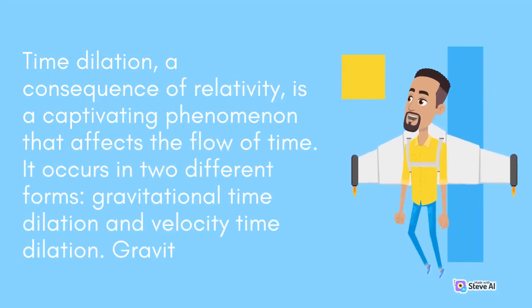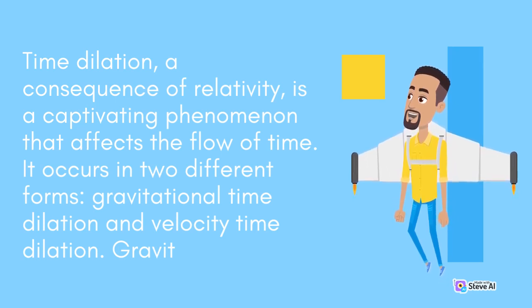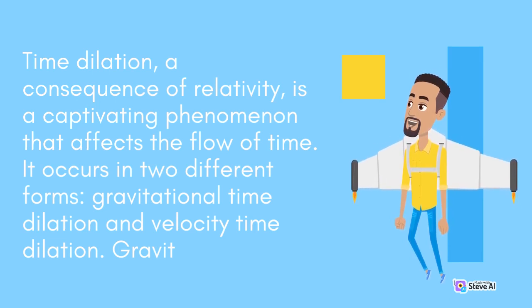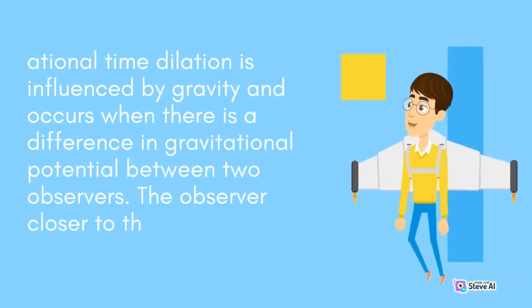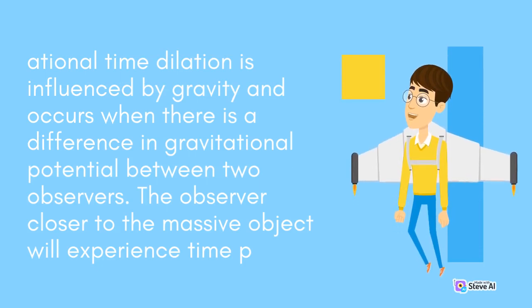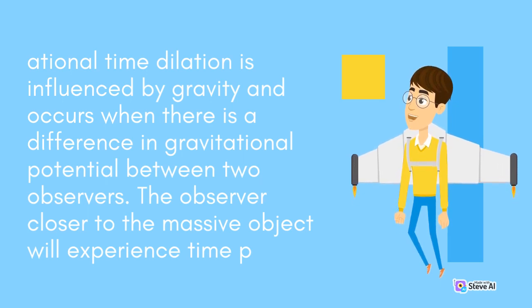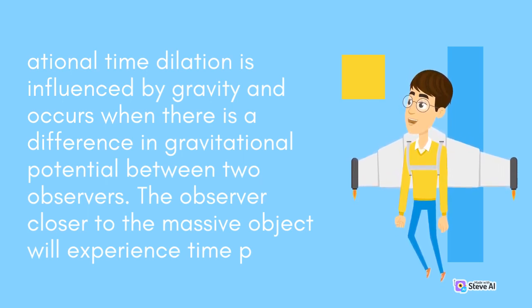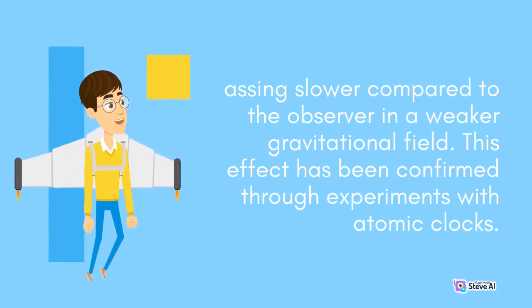Time dilation, a consequence of relativity, is a captivating phenomenon that affects the flow of time. It occurs in two different forms: gravitational time dilation and velocity time dilation. Gravitational time dilation is influenced by gravity and occurs when there is a difference in gravitational potential between two observers. The observer closer to the massive object will experience time passing slower compared to the observer in a weaker gravitational field. This effect has been confirmed through experiments with atomic clocks.